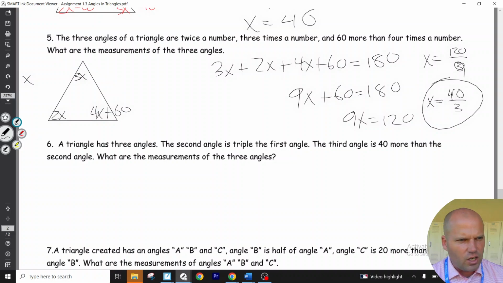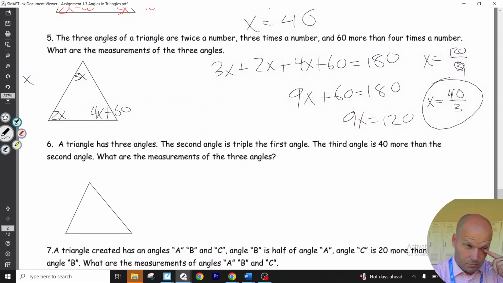Question number 6. Triangle has 3 angles. The second angle is triple the first angle. The third angle is 40 more than the second angle. What are the measurements of the 3 angles? Probably like to say angle A, B, and C. And this is a good question. This involves maybe letters. So I'm going to call it A, B, C. First, second, third.